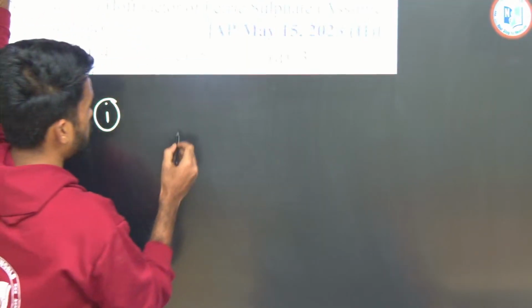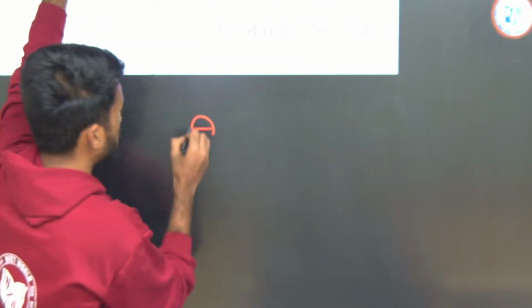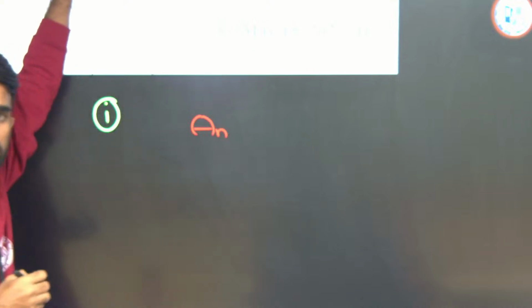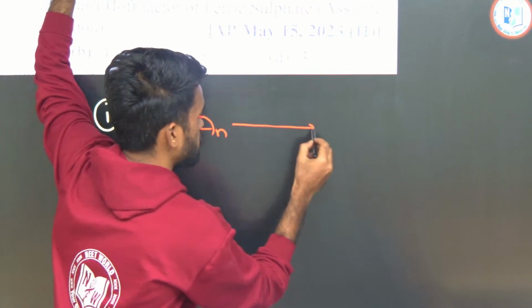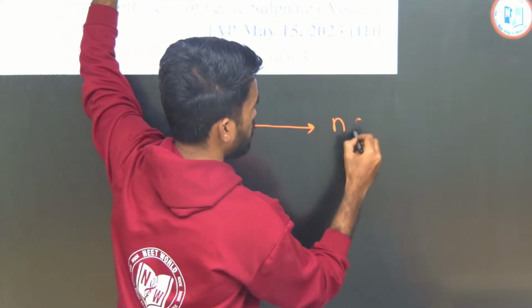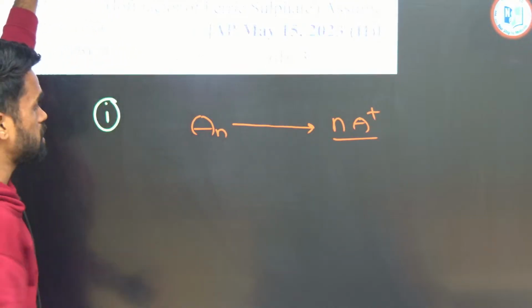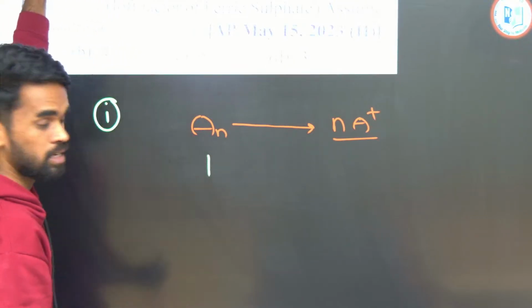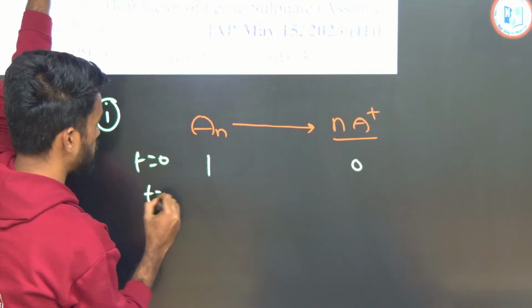So, for example, I have a compound A. This compound A is in a polymeric form, with some n number of A's. It undergoes dissociation to give this n number of A plus ions. Now initially how many are there? One particle is there, but after dissociation, at time t0 and at time t, what happens?